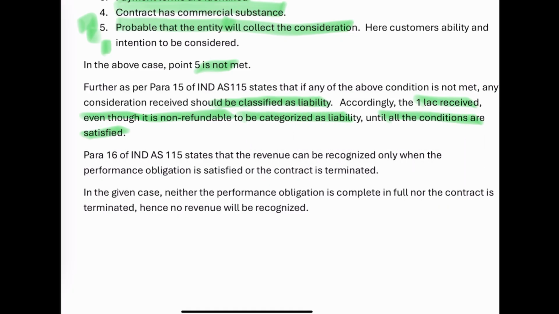Okay. And there is one more, para 16 under Ind AS 115, which states that revenue can be recognized only when the performance obligation is satisfied or the contract is terminated. So if you have to recognize revenue of at least that 1 lakh rupees, the contract needs to be terminated, legally terminated, and only then can the 1 lakh be recognized as income. Till such time it should be disclosed as a liability only. So in the given case, neither is the performance obligation complete in full nor is the contract terminated, hence no revenue will be recognized.